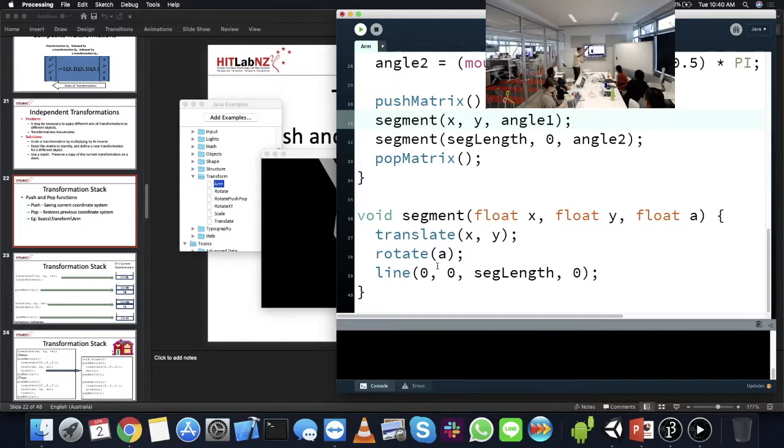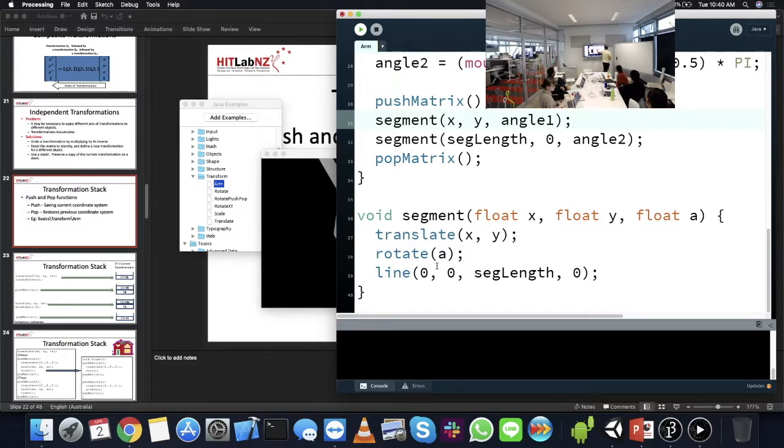It'd be easier if I just brought my mouse over here. We're going to draw a line seg length long, so that's x position, y position, x length, y length. So we're drawing it seg length long in the x-axis. So what's going to happen is we're going to draw our line in the x-axis of a certain length. And so we're going to then draw our next line. So we're not undoing the movement or anything. We've done the push matrix and the pop matrix around both segments.